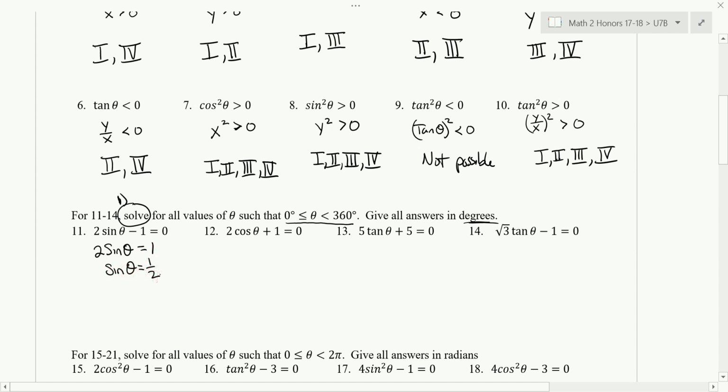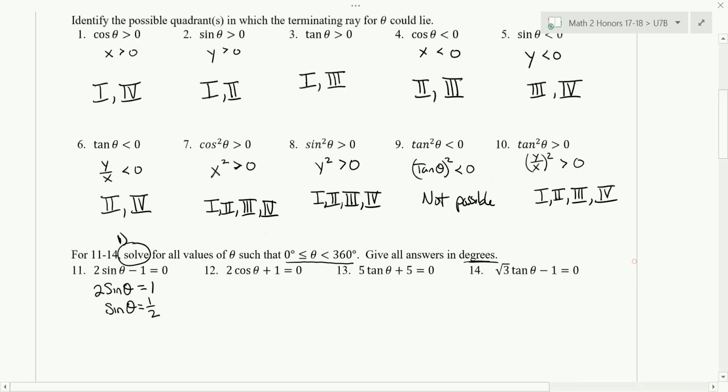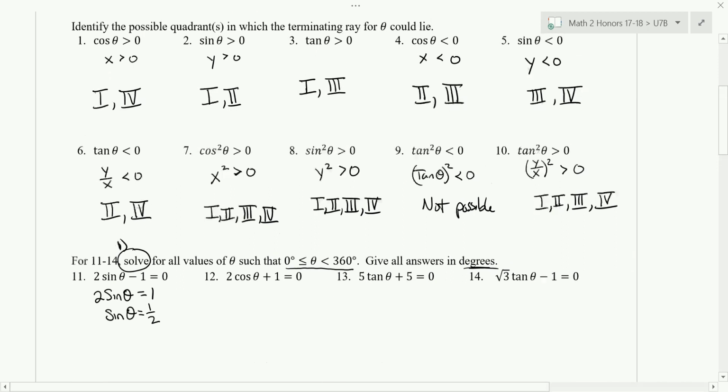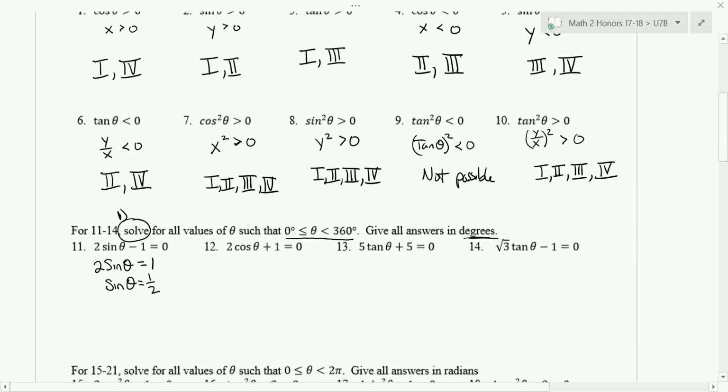Then we ask ourselves two questions. In what quadrants is the sine positive, just like we were asking ourselves in 1 through 10. Well, if the sine's positive, that means the y value is positive. And that happens in the top half of the circle in quadrants 1 and 2. So each quadrant gives you an answer. We have 2 quadrants here. We're going to get 2 answers.